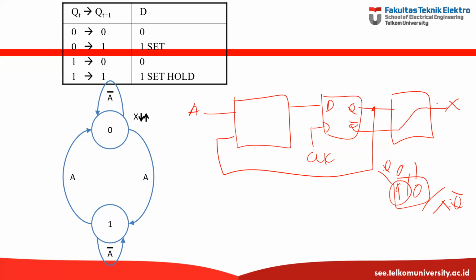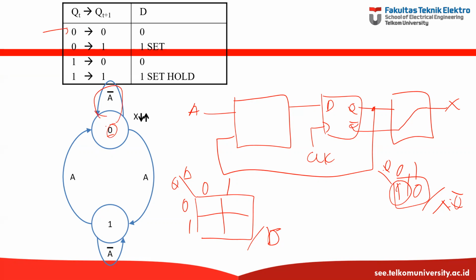Okay. Now, we have two inputs, which is Q and A, 0, 1, 0, 1. This one is for D flip-flop. Now, Q is 0. So we are here. What happens when A is 0? When A is 0, 0 stays 0, which means D is 0. How about when A is 1? When A is 1, then it will change from 0 to 1, which means D is supposed to be 1.